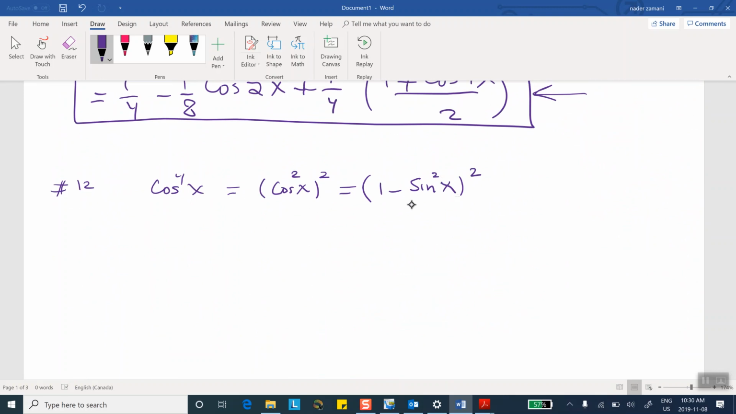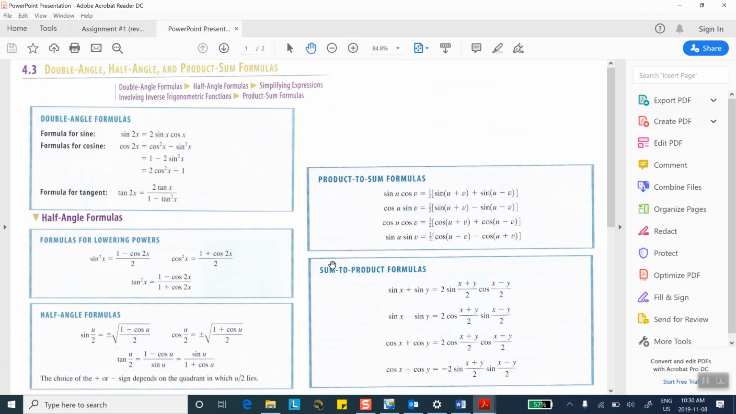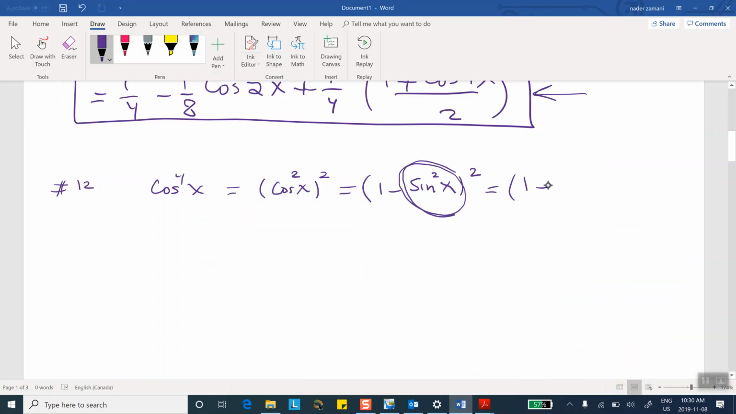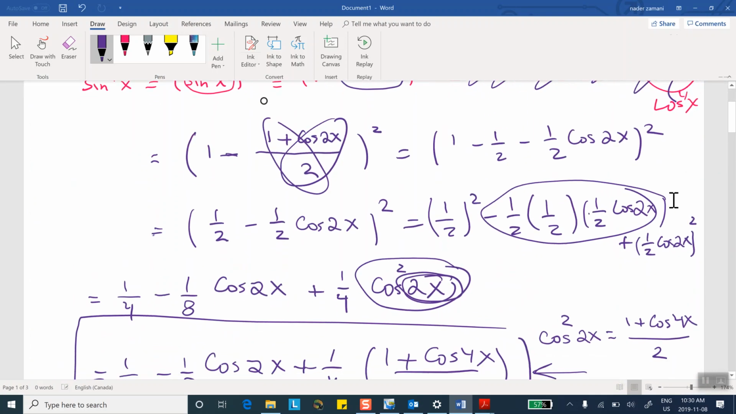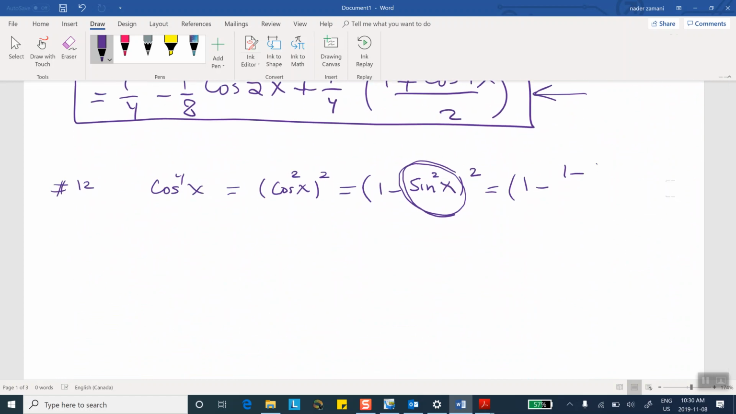Okay, so now we're going to rewrite this thing using the double angle formula. If you look at the formulas that we have in this section, the one that I'm using is the middle box on the left. So 1 minus sine squared x is 1 minus cosine of 2x over 2. So this is going to be 1 minus 1 minus cosine of 2x over 2, quantity squared.